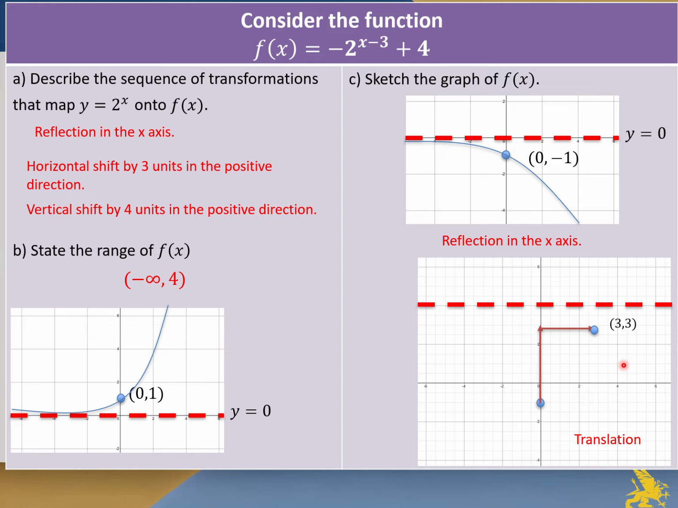Now I need to know my x and y intercepts because I know it's going to go through those axes. For the x-intercept, I need to make y equal 0, which gives me 5. For the y-intercept, I need to make x equal 0, which gives me 31/8, which goes right here. Now I've got those 3 points, I can accurately draw my exponential function.